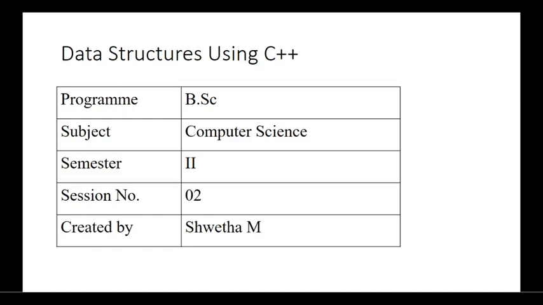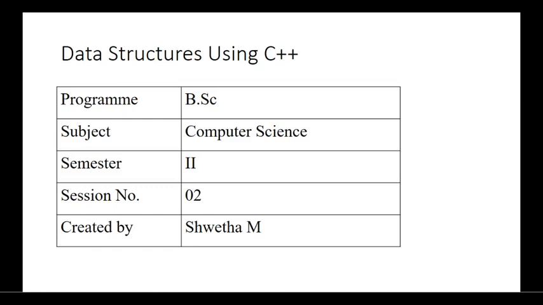In the previous session, we got the definition of data structure, the importance of data structure, and the types of data structure. The main purpose of the data structure is to organize the data in a computer. If we organize the data in a computer, it will be easy to access and perform operations on the data. On the basis of that, the data structures are divided into two parts: primitive and non-primitive.